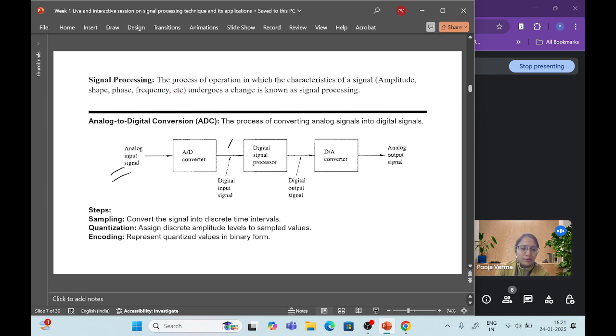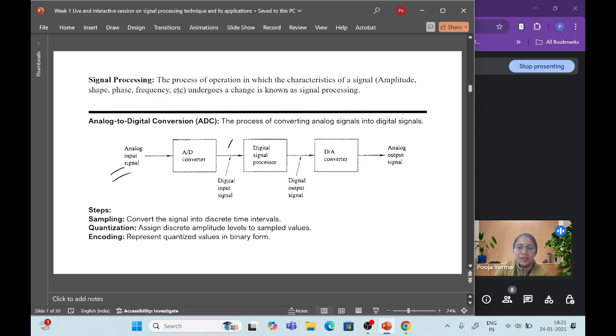For example, whatever I am speaking is analog in nature. It is going through my microphone, and the microphone is connected to my system. So the system is a digital signal processor which transfers it via the internet, and then on your side maybe a digital to analog converter is there, so you are able to listen to my voice.